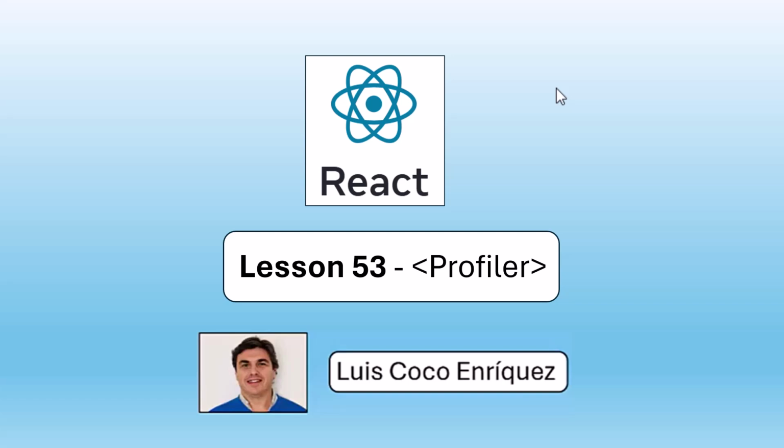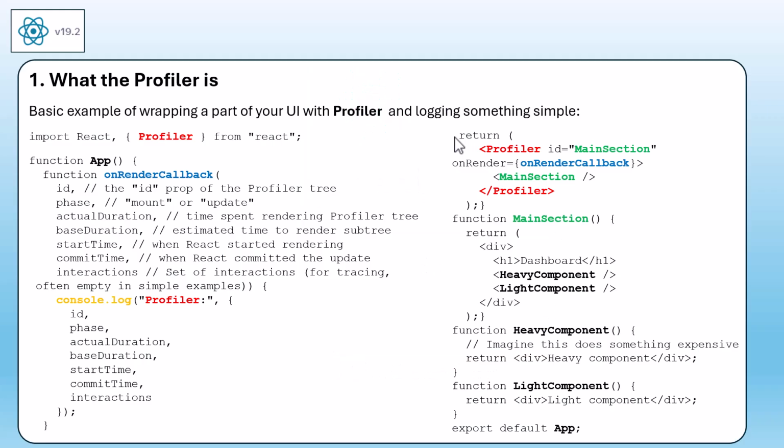Lesson 53: Profiler. 1. What the profiler is. The profiler in React is a tool that allows you to measure the rendering performance of a component tree. Its goal is to help you detect which parts of your application take too long to render, so you can identify bottlenecks and optimize performance. It can be used programmatically, by wrapping specific parts of the UI with the profiler, or visually through the Profiler panel in React Developer Tools.